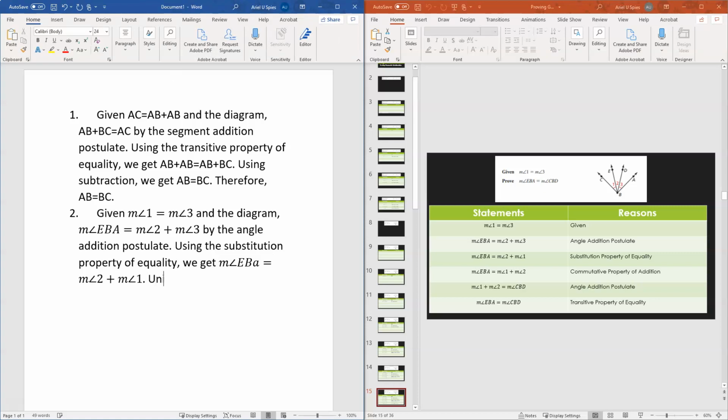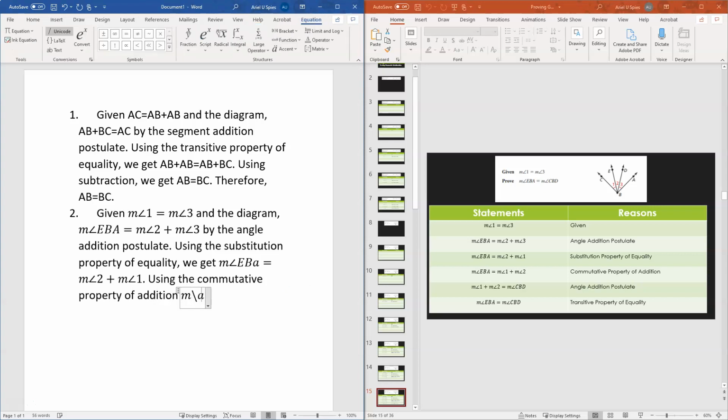And then I could say, using the commutative property of addition, and you need to specify that it's of addition. There's another one for multiplication. I have the measure of angle EBA equals the measure of angle 1 plus measure of angle 2.